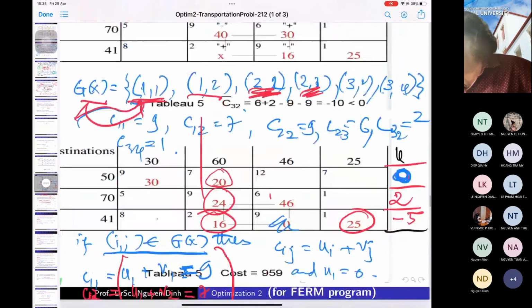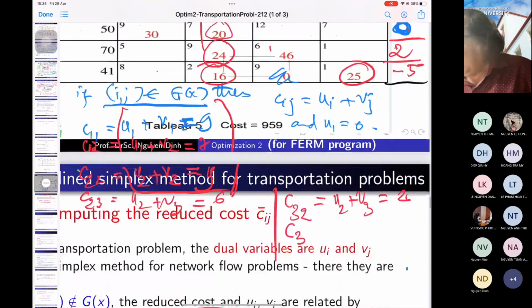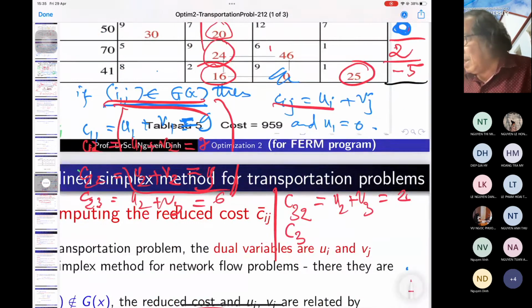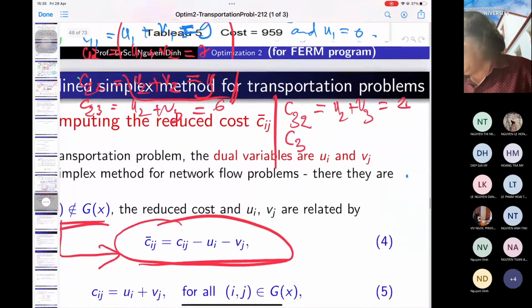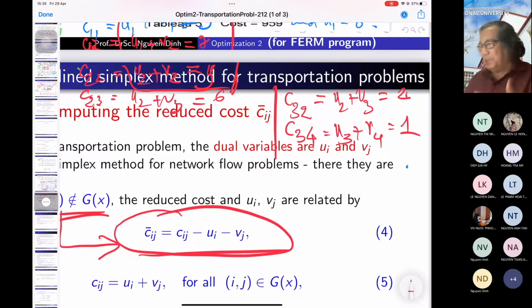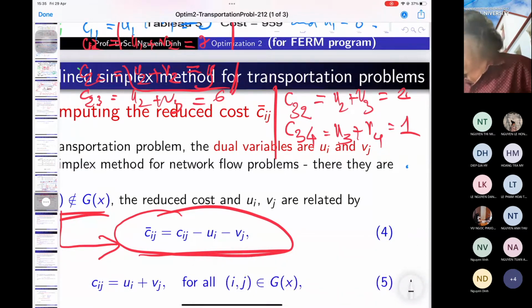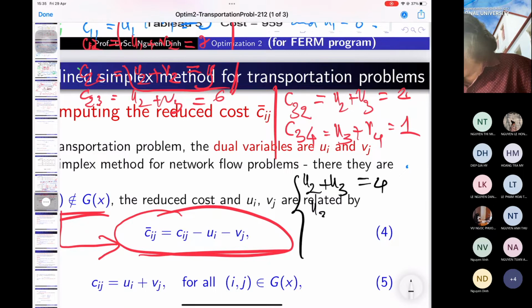And then you have the last one. Look at Gx, the last one is 3,4. Is that okay? With ij belonging to this, Cij is this. So I write C34 equals U3 plus V4, and that equals 1. So is that the linear system? You know the linear system?